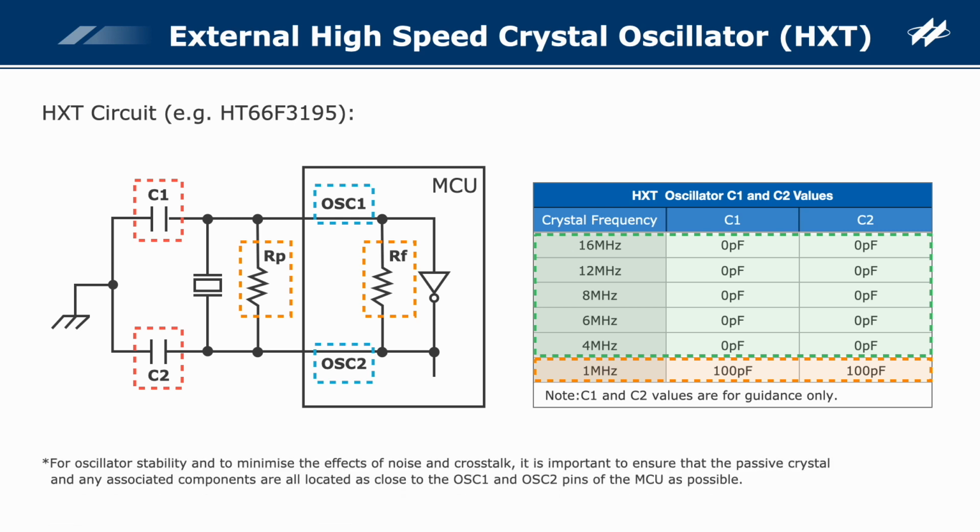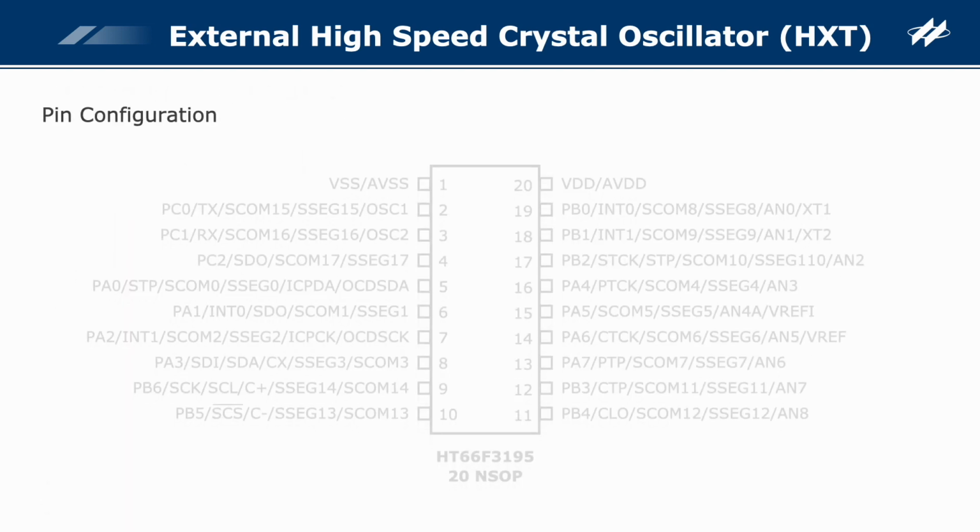Additionally, for oscillator stability and to minimize the effects of noise and crosstalk, it is important to ensure that the passive crystal and any associated components are all located as close to the OSC1 and OSC2 pins of the MCU as possible. For more details, please refer to the document of HT8 MCU External High-Speed Crystal Oscillator Application Guidelines on Holtek's official website.